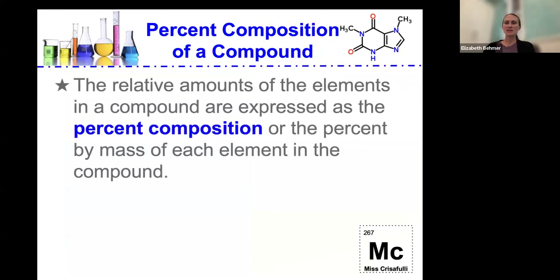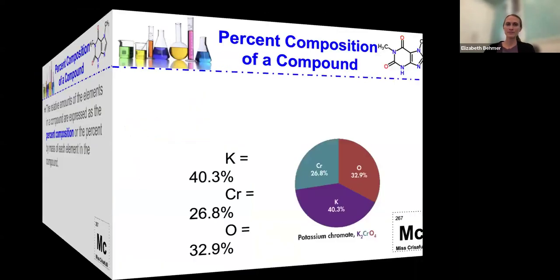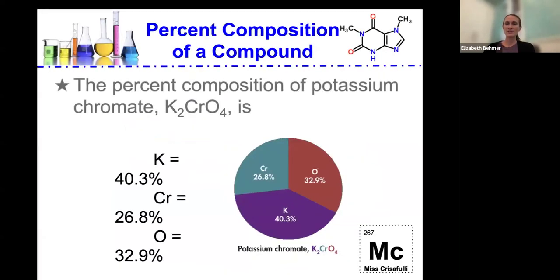The relative amounts of the elements in a compound are expressed as the percent composition, or the percent by mass of each element in the compound. The percent composition of potassium chromate, for example, is potassium, 40.3%, chromium, 26.8%, and oxygen, 32.9%. But how can we find those percents? That's what we're going to focus on.